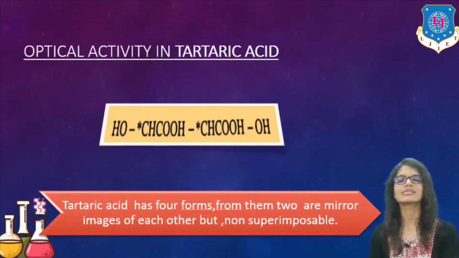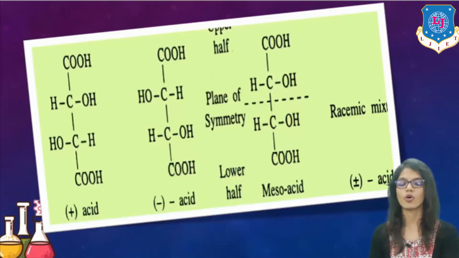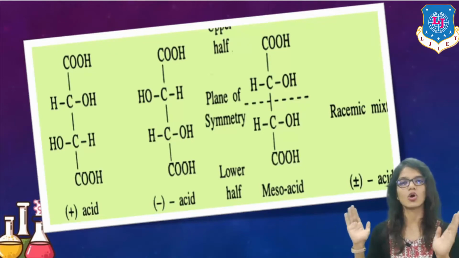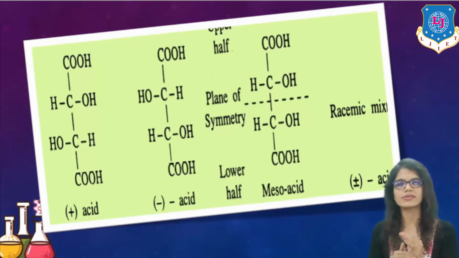Next, we will look at optical activity in tartaric acid. The structure is given in the image. It has four different forms: D plus, L minus, racemic and meso. Let's see how the form actually changes. As you can see in the image, we have D plus tartaric acid and L minus tartaric acid. Both are tartaric acid, non-superimposable to each other but mirror images of each other. See, only the position of H and OH is changed here. So those are the D plus and L minus forms.